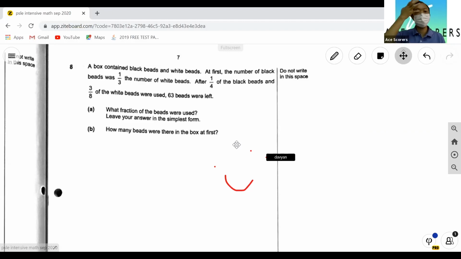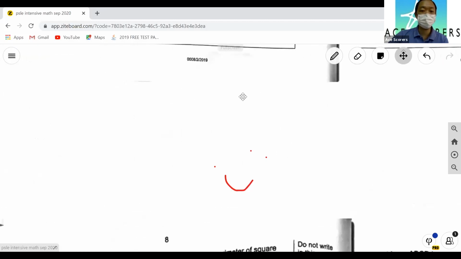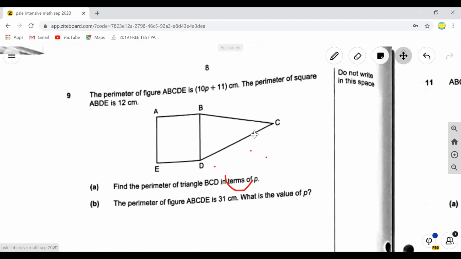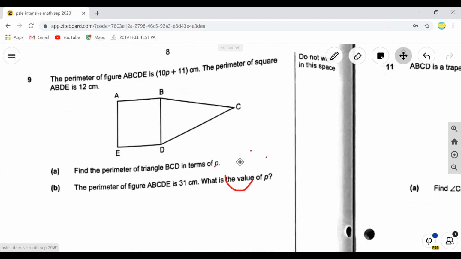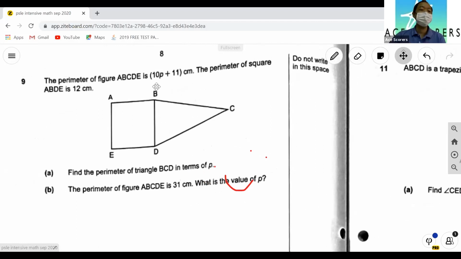So a box contains black beads, white beads. At first, the number of black. Now here is not a fundamental question already, right? This is one with heuristic. Okay, I'm gonna skip this first. Skip for now. We'll visit all this tomorrow. Now this one, area with algebra.